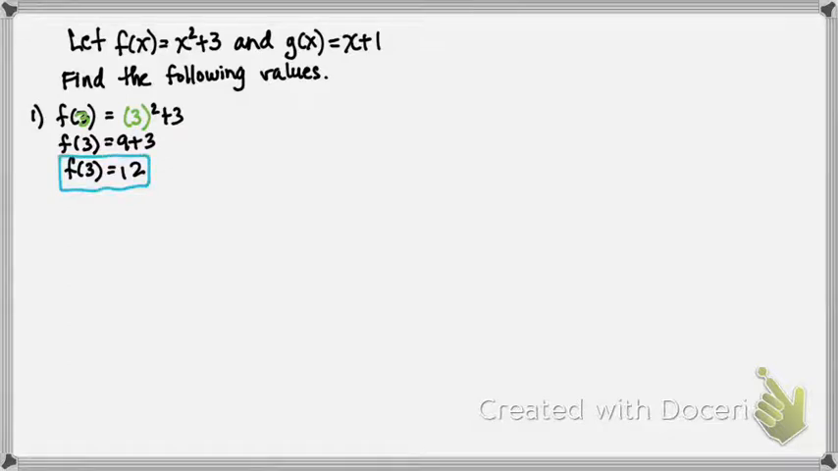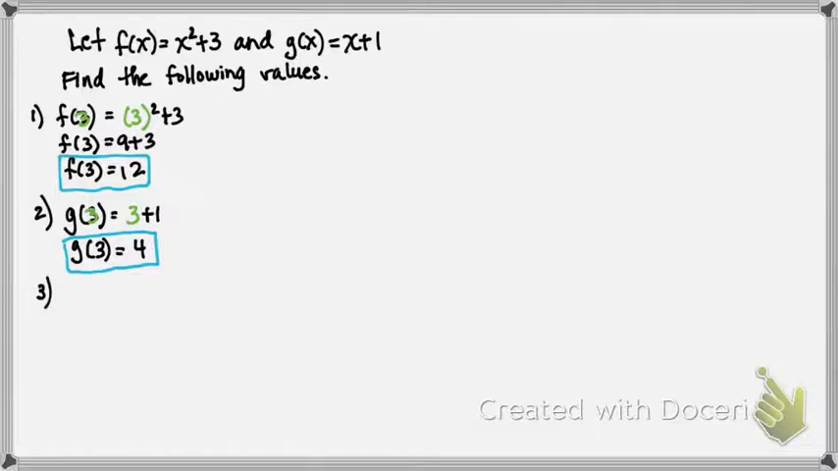Okay, let's try another one. What if they want us to figure out what the value of the function g at 3 is? So remember, the input is going to be the 3 again. And this time the rule changes to x plus 1. So in our case, 3 plus 1. So then we get the value of the function g at 3 is equal to 4. That's the output, the 4. Okay.